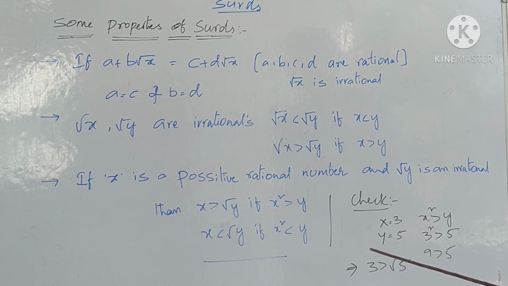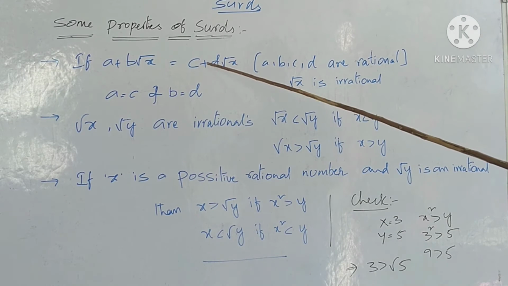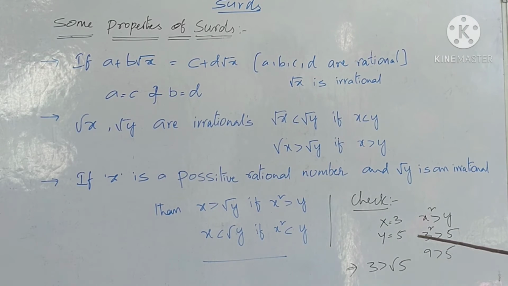Take x is equal to 3, y is equal to 5. From our condition, x square is greater than y, so 3 square is greater than 5, meaning 9 is greater than 5. So let's check this condition: x is greater than root y. Here 3 is always greater than root 5. This is the way we have to use these properties when solving problems. So these are the conditions and this is one application.